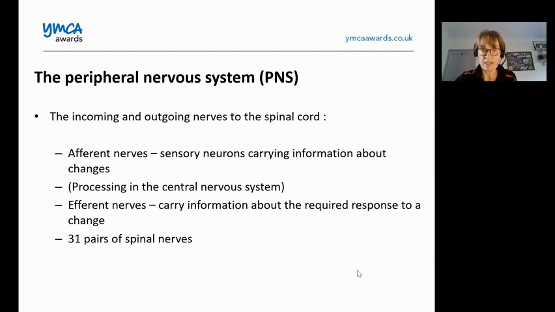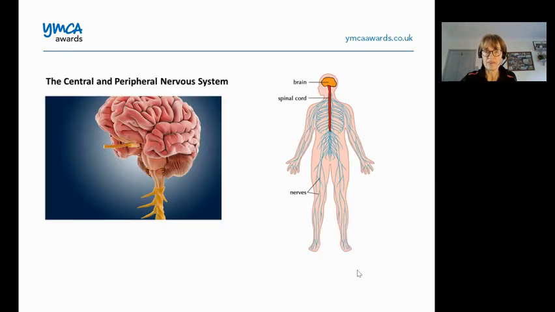It's then processed in our central nervous system, and our efferent, E for exit, efferent nerves carry information away from our central nervous system to enact an appropriate response. So that's our peripheral nervous system, and that's seen in the blue. All the blue lines are part of our peripheral.